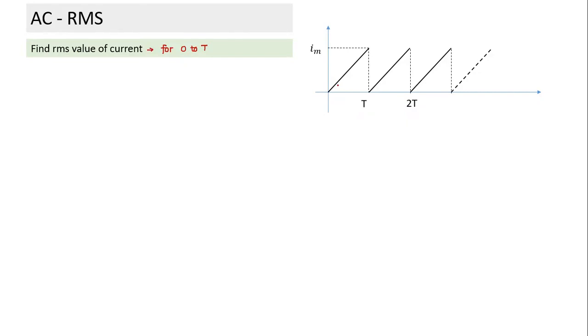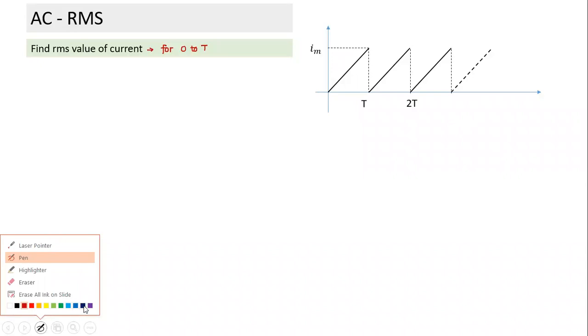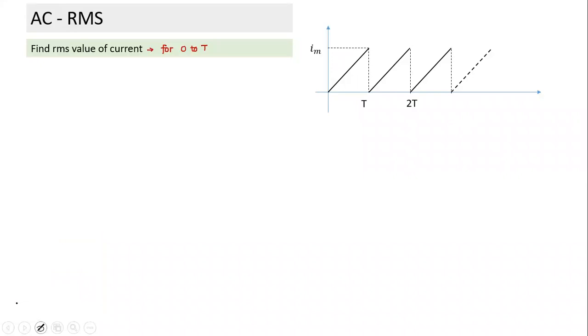Can I find the value of RMS current for 0 to T? How do you find it here? Kaushik, can you find out how to find RMS current here? Kaushik? Yes, sir. What do we need to do? We need to square the current and integrate it. Very good. So when we talk about RMS current, it is simple mathematics.